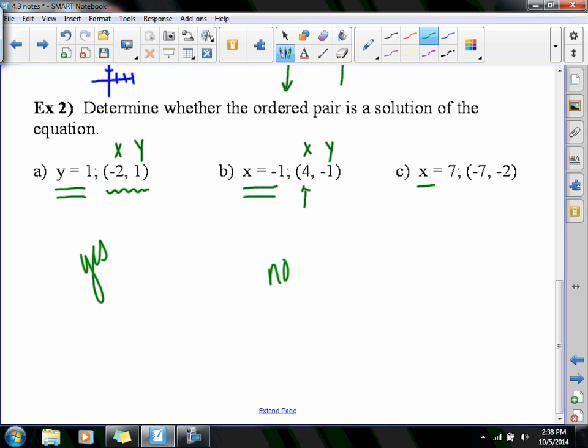And in part C, I have x equals 7. So in my ordered pair, my x value has to be a 7. Oh, I'm really close. I have a negative 7, but it has to be a positive 7. So no, that ordered pair would not be a solution to that equation. And again, remember that means if I graph that line, that ordered pair would not be on it.